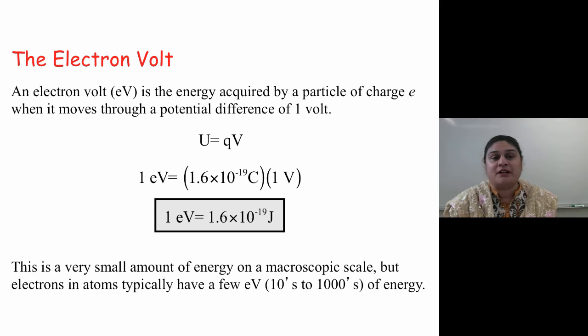Okay, so we talked about an electron volt. An electron volt is the energy acquired by a particle of charge e when it moves through a potential difference of 1 volt. So 1 electron volt equals 1.6 times 10 to the minus 19 coulomb times 1 volt, or 1.6 times 10 to the minus 19 joules. This is a very, very tiny amount of energy in a macroscopic world like ours, but electrons and atoms typically have very few electron volts of energy, and it becomes really important when you go really, really tiny.